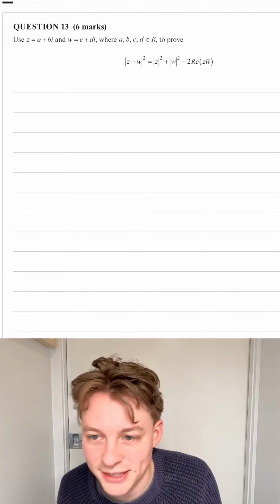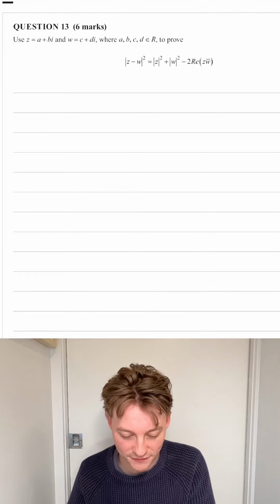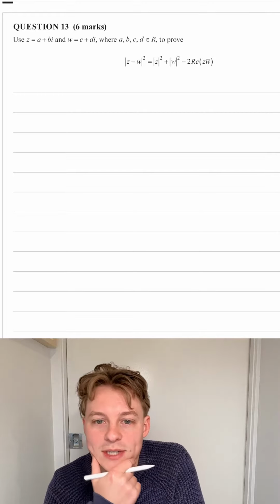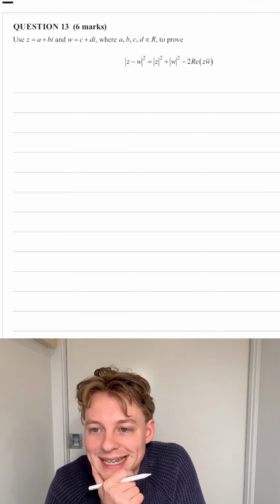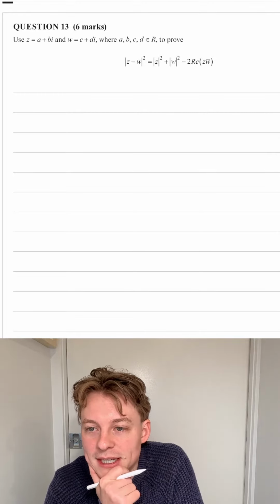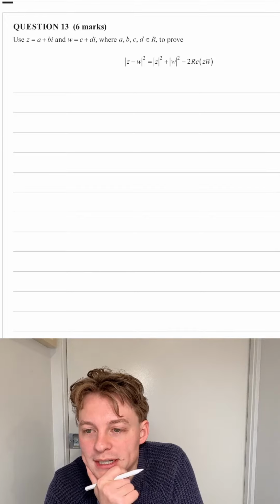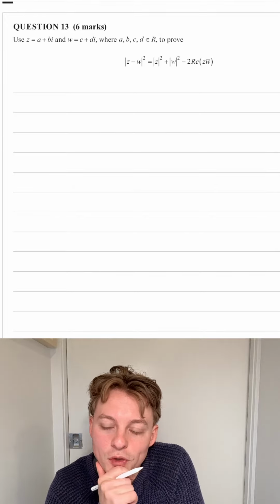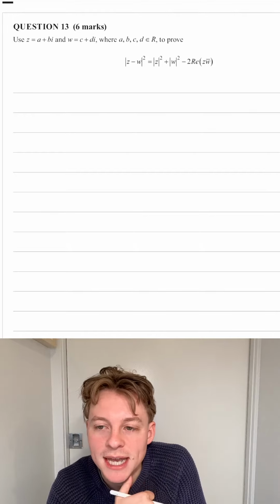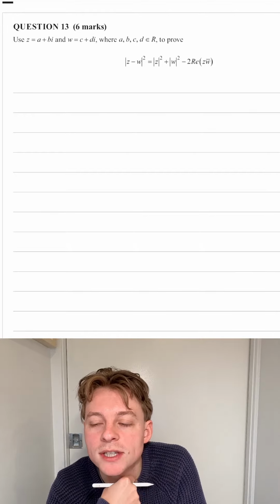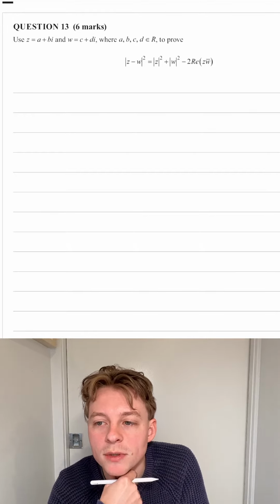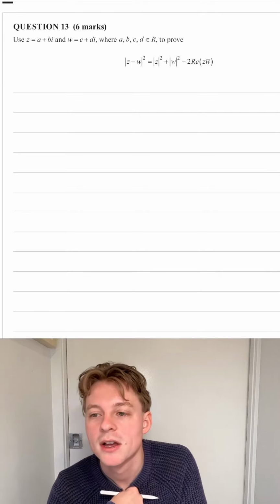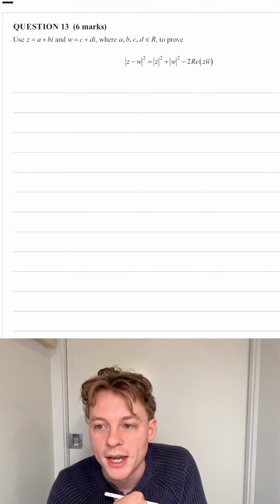Okay, sorry, I have to think about this. My brain just took a little bit of time to buffer there. Z equals A plus Bi. Okay, that's all pretty standard stuff. A, B, C, D are real numbers. I've got the magnitude or the modulus, because it's complex numbers. The modulus of Z minus W squared equals the modulus of Z squared plus the modulus of W squared minus 2 times the real part of Z times the conjugate of W.